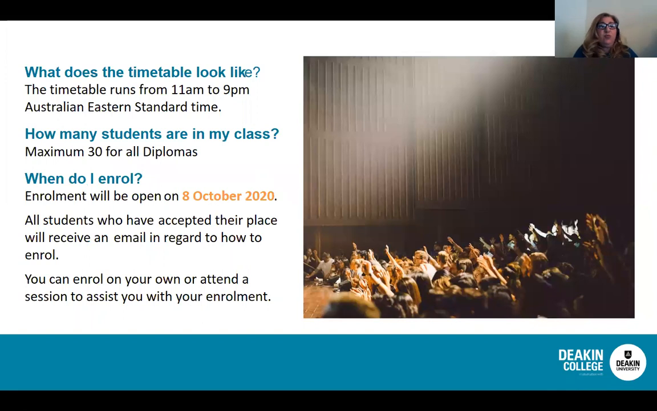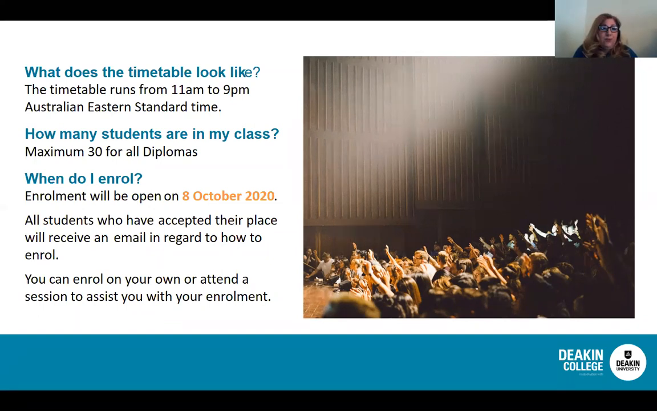Next question is, what does a timetable look like? Now, the timetable will run from 11 o'clock in the morning till 9 p.m. in the evening, Australian Eastern Standard Time. How many students are in my classes? Normally, the maximum students in any diploma class is 30.